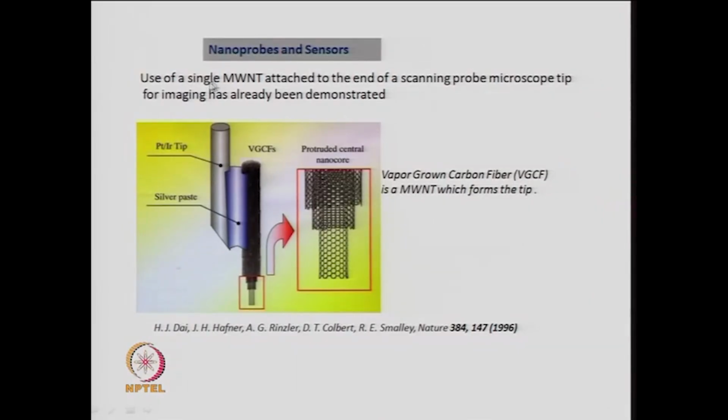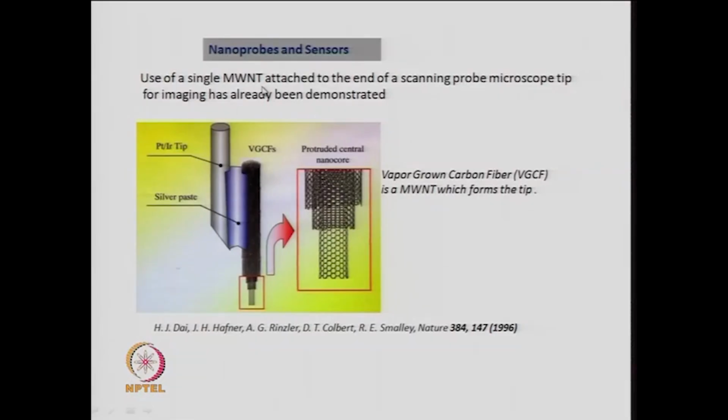So, this is the use of a single multi-walled nanotube. This is the part highlighted in red, shown here, and this multi-walled nanotube will be probing the surface or the ridges, or wherever you want to study some property of that surface. This is a vapor grown carbon fiber and it is a multi-walled nanotube. Of course, if you have the ability, you can even attach a single walled nanotube.